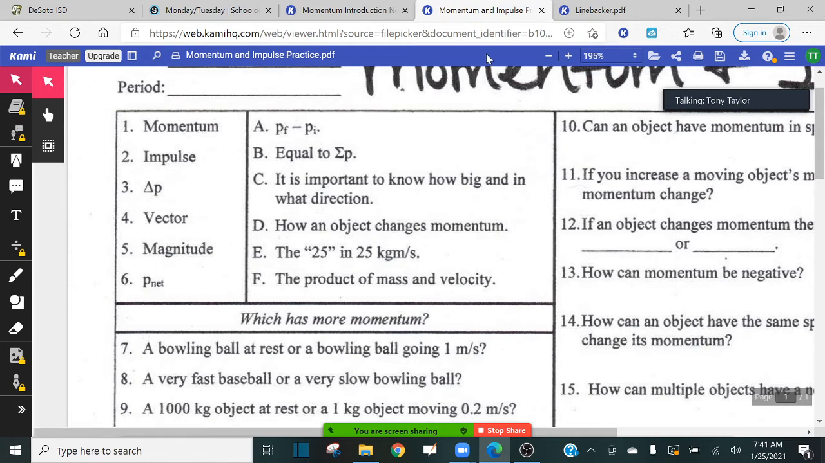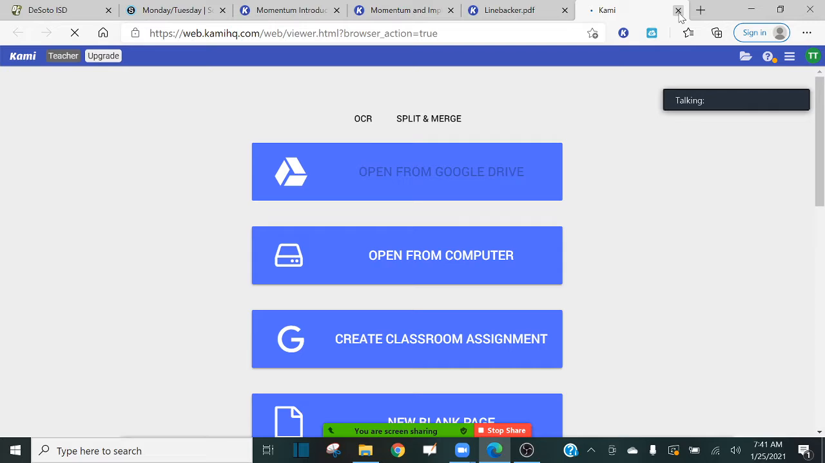So, let me see. Do I need a blank sheet of paper here? No, I probably don't.